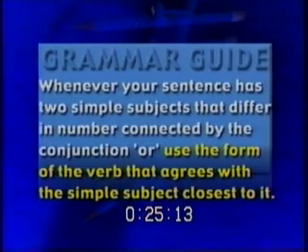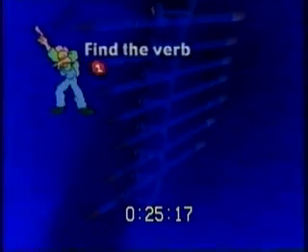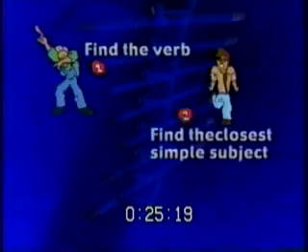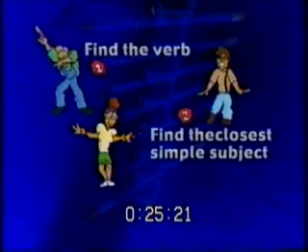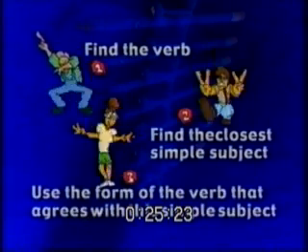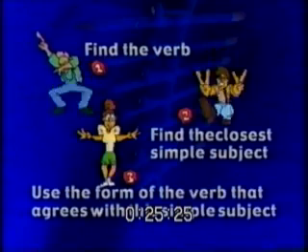We can use a 3-step process to help us out. Step 1. Find the verb. Step 2. Find the closest simple subject. Step 3. Use the form of the verb that agrees with this simple subject.